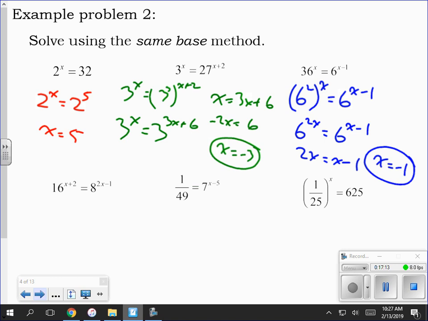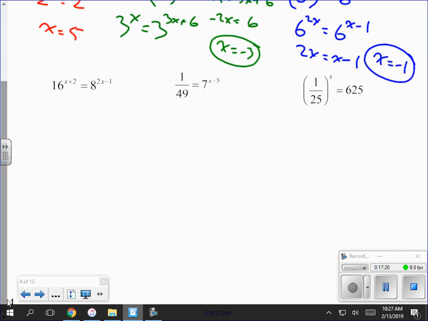Same base. That's what we're trying to do here. Get the same base. Something to some power. This next one's a little tricky. I know you're saying, Mr. Orris, they're all hard. Get over it. Okay. 16 and 8 as the same base. 16 is not 8 to some power. It is, but it's not an easy power. It's not like it's 8 squared. 8 squared is not 16. 8 squared is 64.